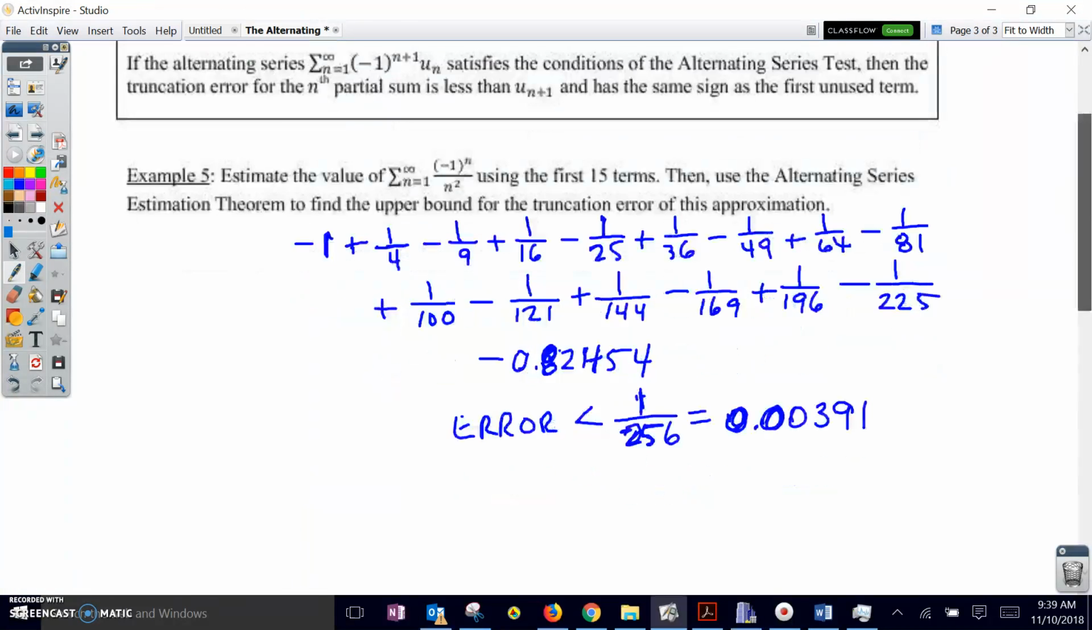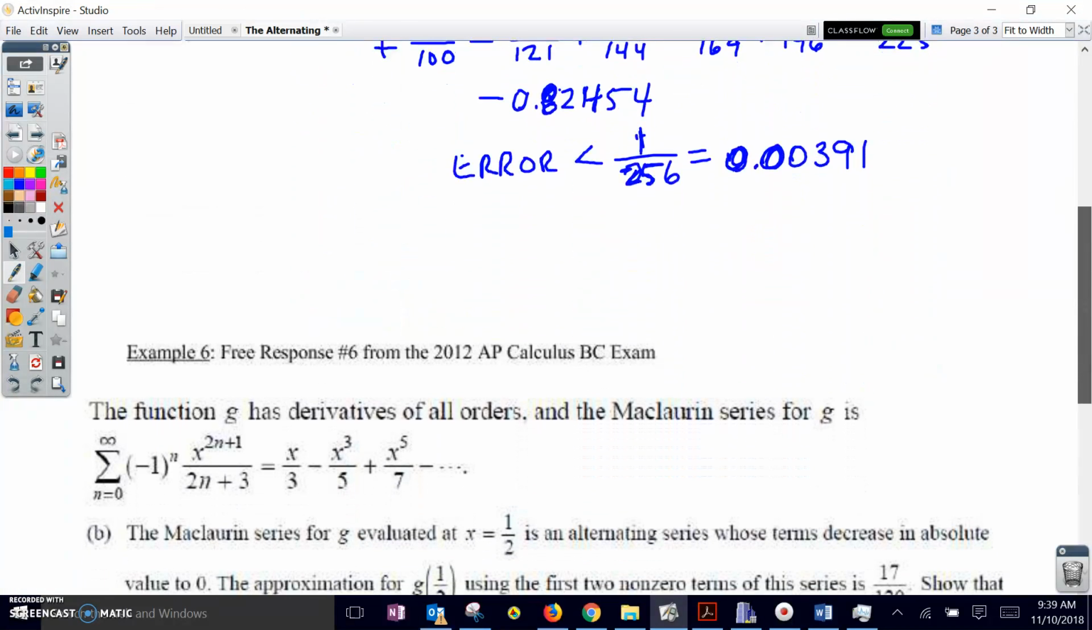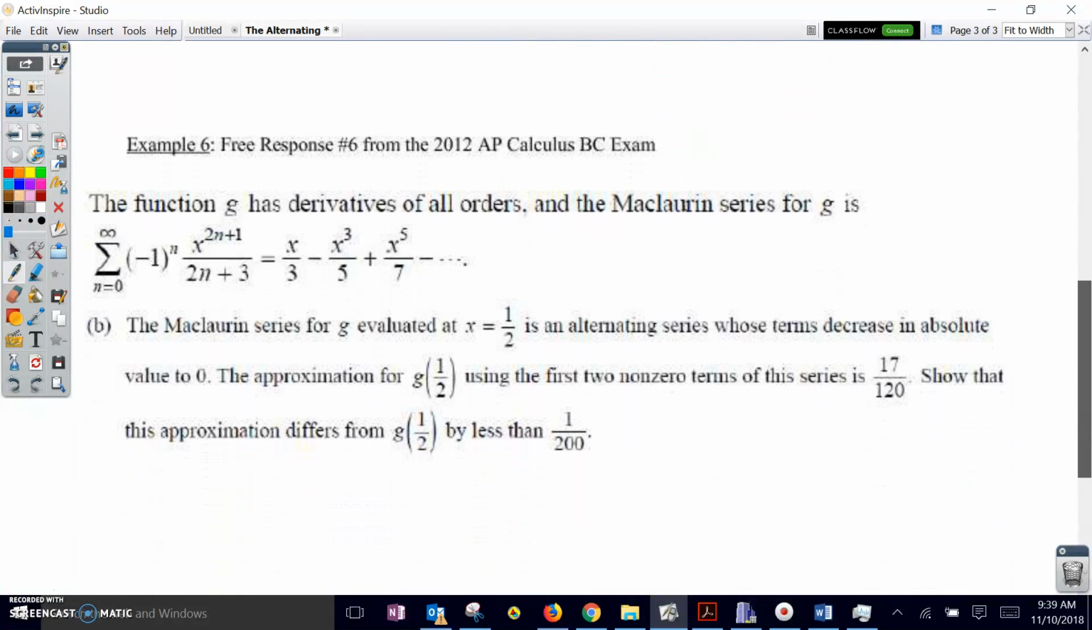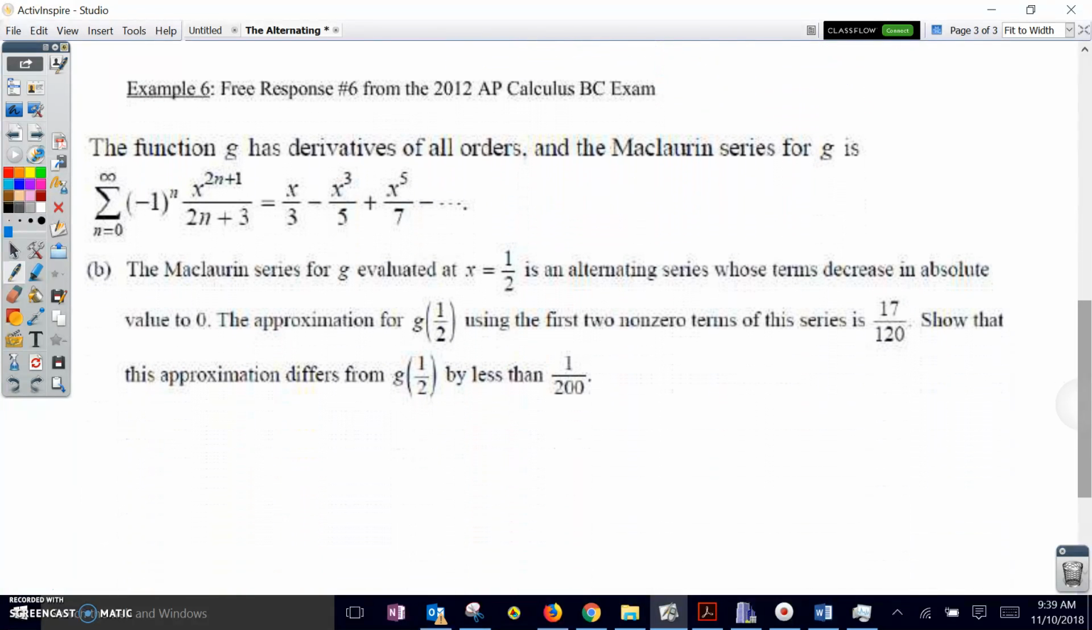All right, let's look at our next example. This is from free response number 6 from the 2012 AP Calculus BC exam. This function g has derivatives of all orders, and the Maclaurin series for g is shown there. Sum from 0 to infinity of -1 to the n times x to the 2n plus 1 over 2n plus 3. And they give us the first couple of terms.